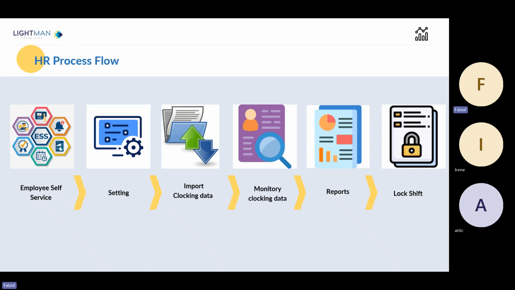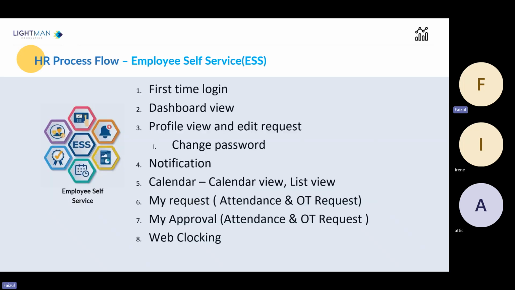So this is the HR process flow. First is employee self-service. Second is setting, import clock data, monitoring clock data, report, and the last one is log shift. The first part of the HR process flow is employee self-service, ESS. First is the first-time login. After that, you are able to see the dashboard view, profile view and edit request, change password, notification, calendar view, list view, my request, attendance and OT request, my approval, attendance and OT request, and web logging.